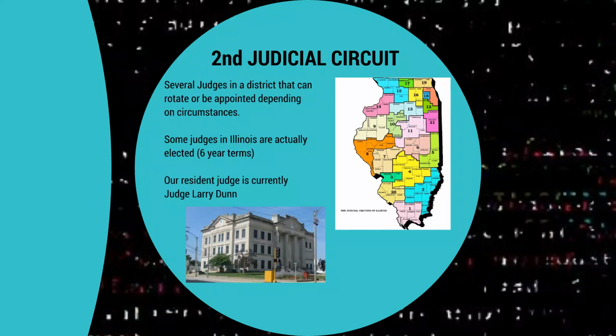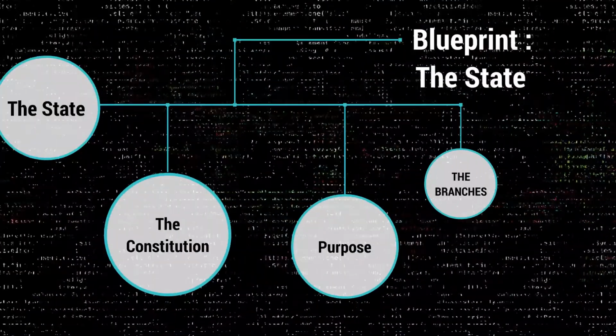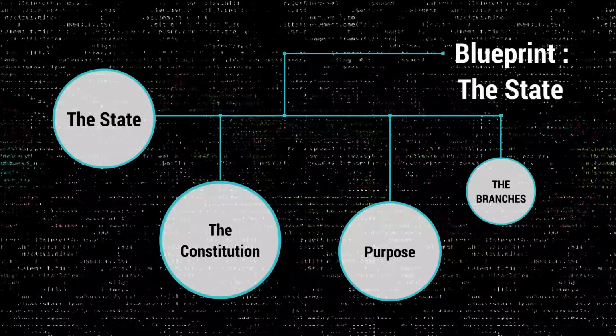So there are judges that are appointed at the top levels, but a lot of them are elected. And usually they're elected to 6-year terms. Our resident judge, our circuit judge, is currently Judge Larry Dunn, but he has announced that he will be retiring at the end of this year. So we will have an election this November of 2020 to find out who will be replacing Judge Dunn. He's a really good one, so I'm sure whoever we have in that position going forward is going to do a great job as well.